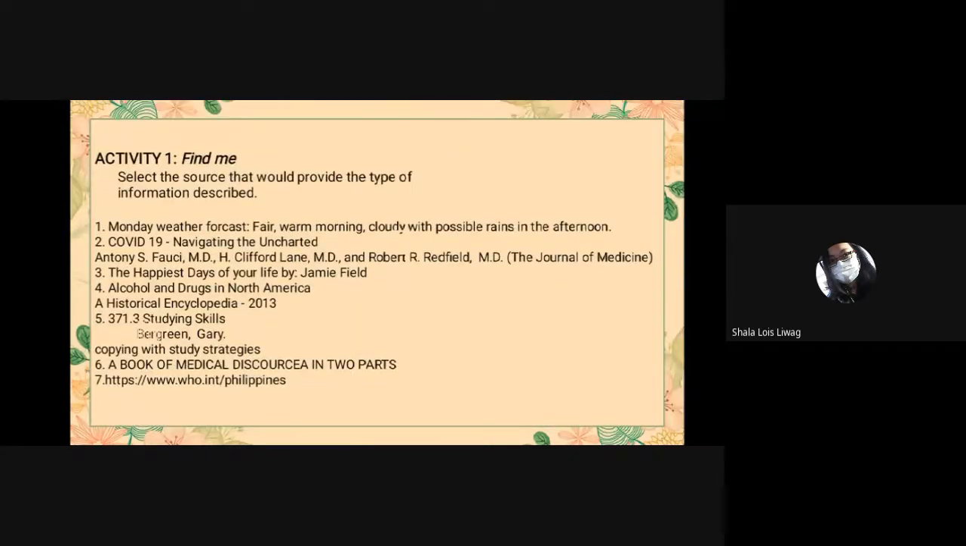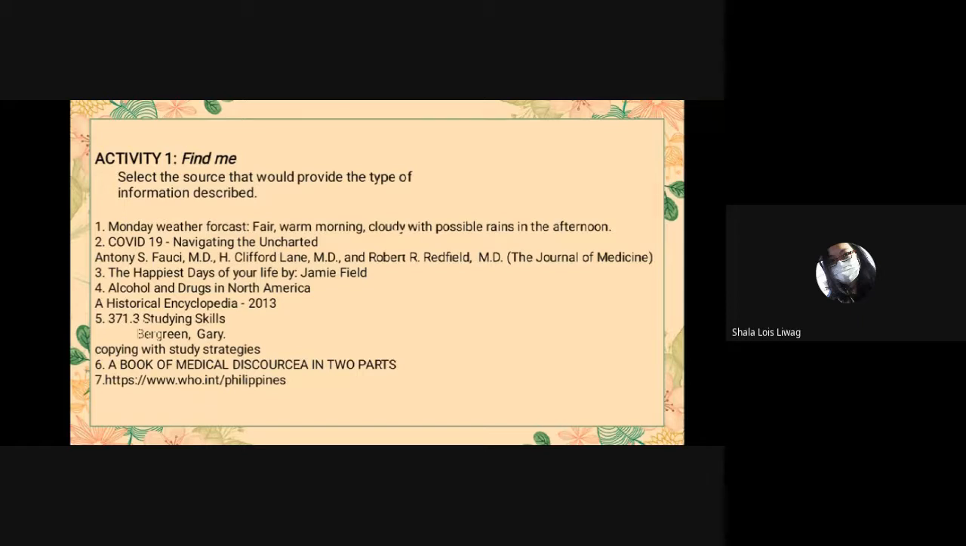So next we have our first activity. So let's have this first activity. So let us answer this activity. This will also serve as your example. I'm gonna give you 10 minutes to analyze and write your answer in your paper. Then we're going to check that after 10 minutes.